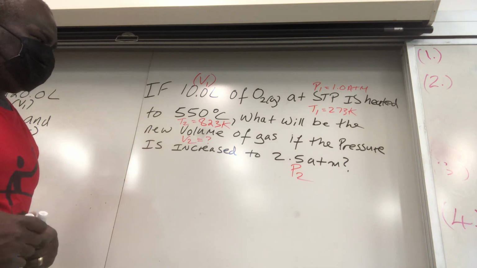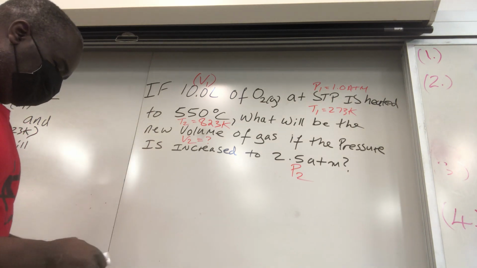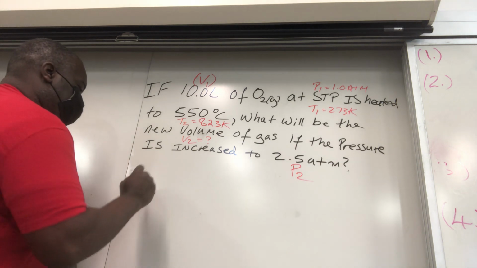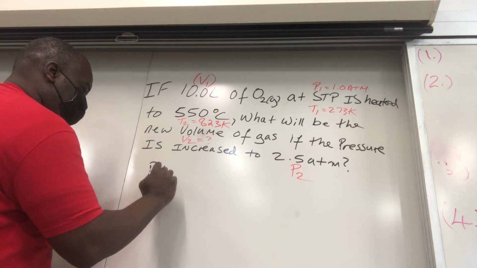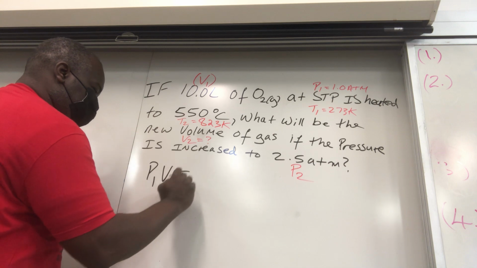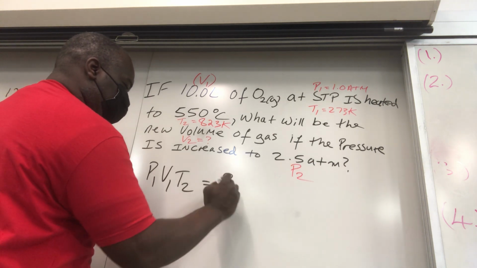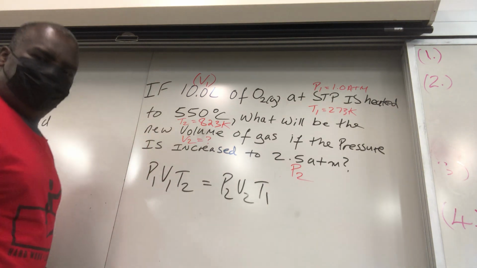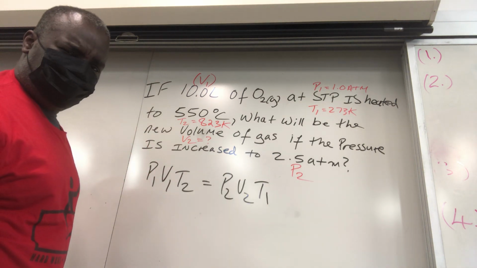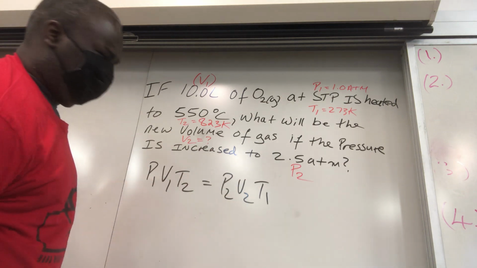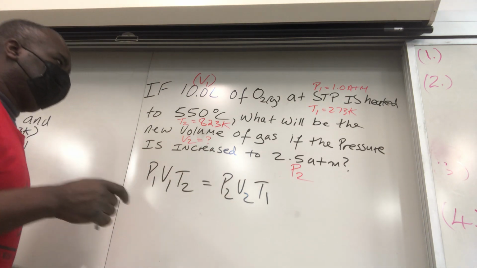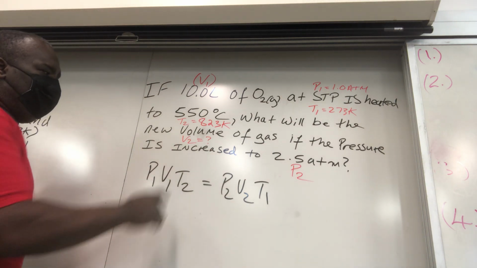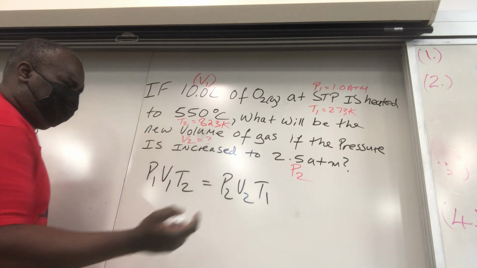So here's the deal, guys. Let's set it up. So once again, what do we have? We have P1, V1, T2 equals P2, V2, T1. How do we get this? Back in the reference table, combined gas law, we cross multiply the temperatures. Ask yourself, what are we looking for? We are looking for V2. We don't know what V2 is.